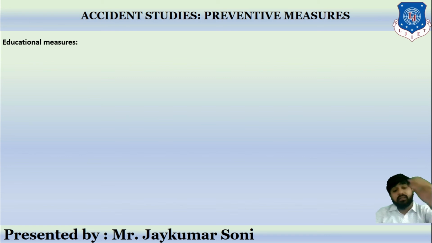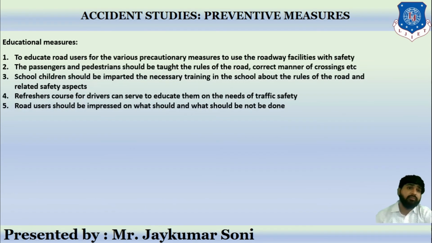And the last measure is the educational one. Educational measures are very important. They play an important role in the reduction of accidents. We need to educate the road user about various precautionary measures and to use the roadway facilities with safety. You might have seen a number of signboards such as 'Wear your helmet' and 'Arriving late is better than being the late Mr. So-and-so'. These are all the signals, symbols and codes that are provided by the government officials.